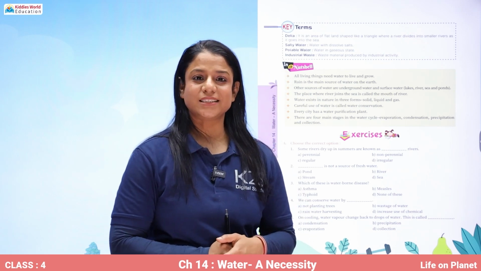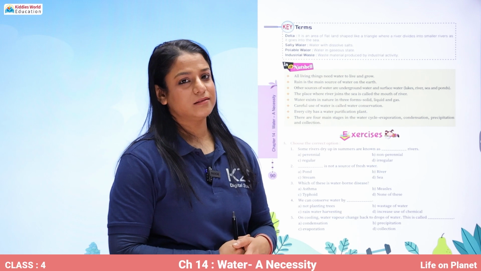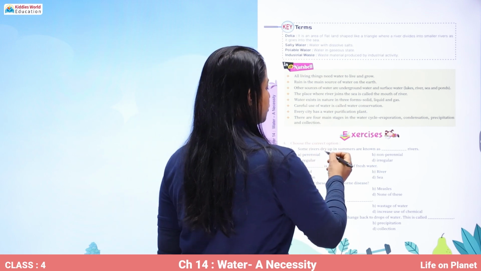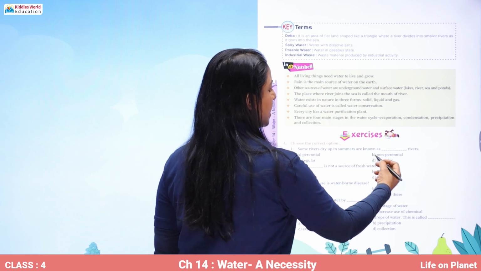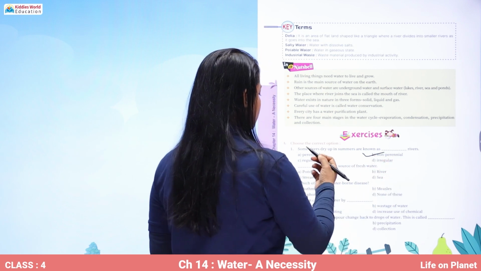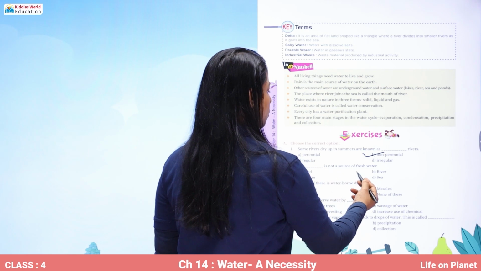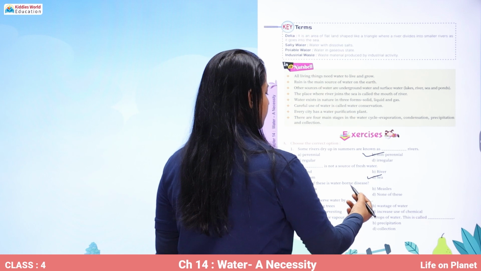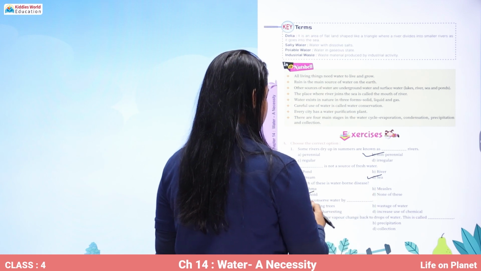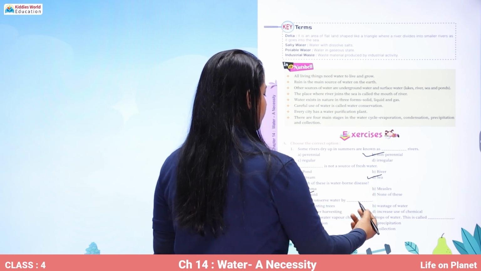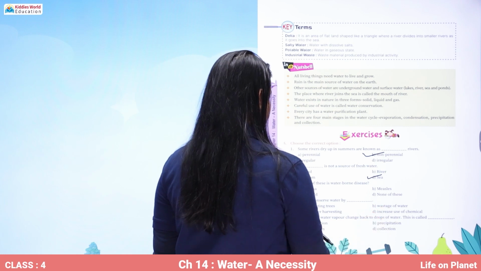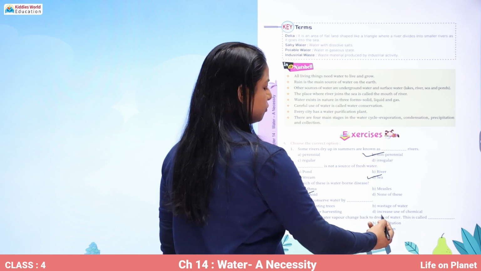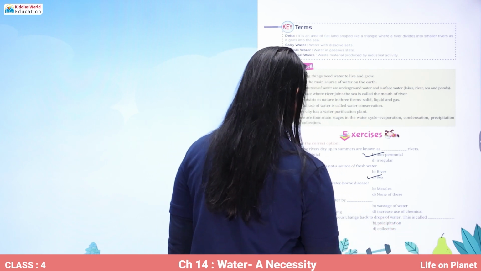Now let's complete this exercise and see what we have learned today. You have to choose the correct option. Some rivers dry up in summers and are known as non-perennial rivers. Dash is not a source of fresh water. C. Which of these is a waterborne disease? Typhoid. We can conserve water by rainwater harvesting. On cooling, water vapor changes back into drops of water and this is called condensation.